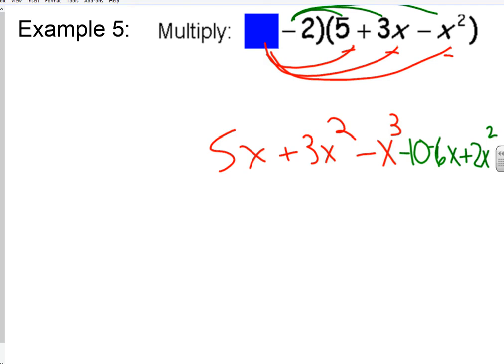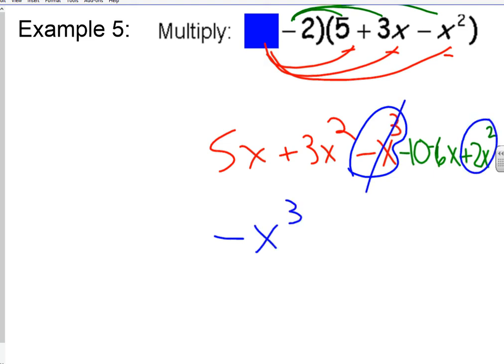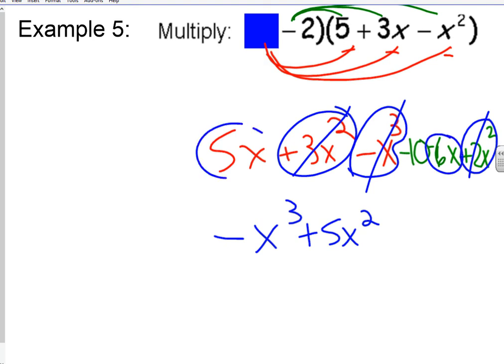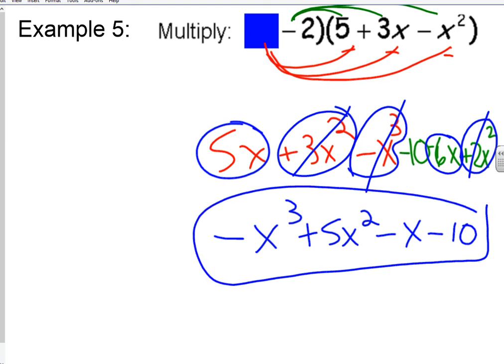We always start with our highest exponent. Check for a like term. No like terms, put it straight to answer. Next highest exponent, I have a like term. 3 plus 2 is 5x squared. Again, we don't change the exponent because we're not multiplying. Negative 6x and 5x. 5 minus 6 is negative 1x. And then, of course, we have our negative 10. Here is our final answer for example 5.